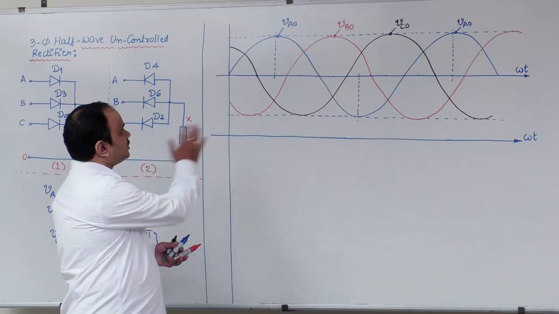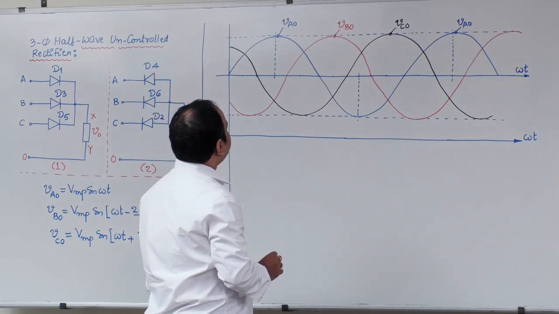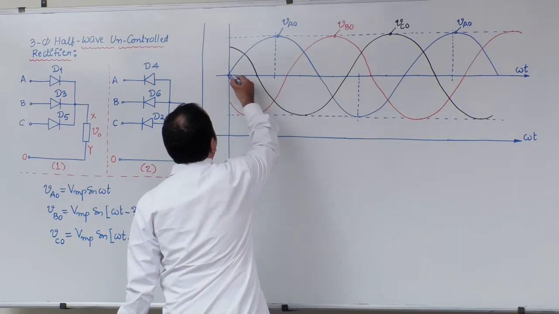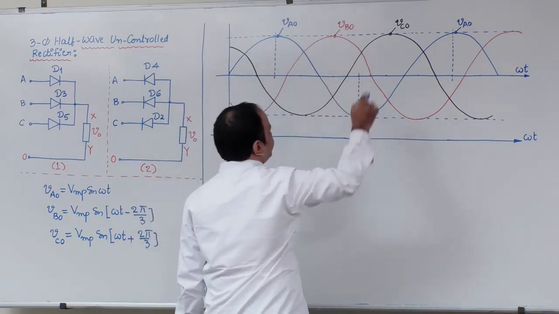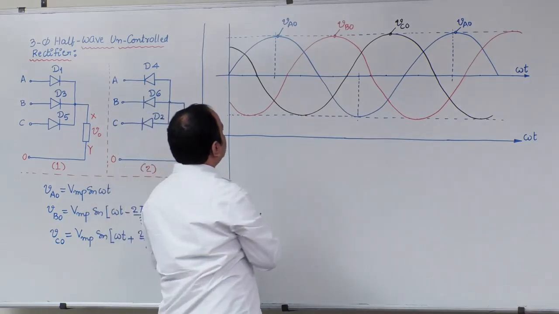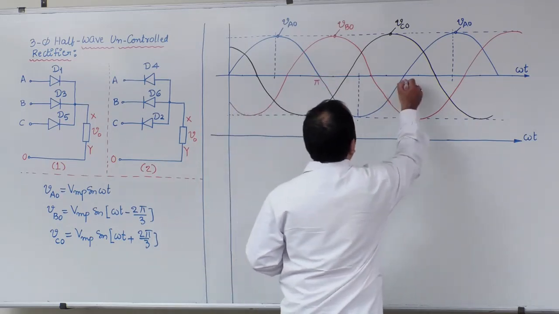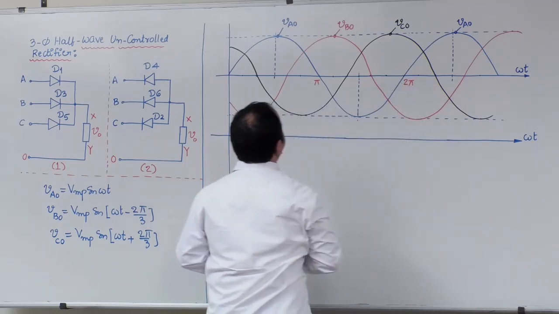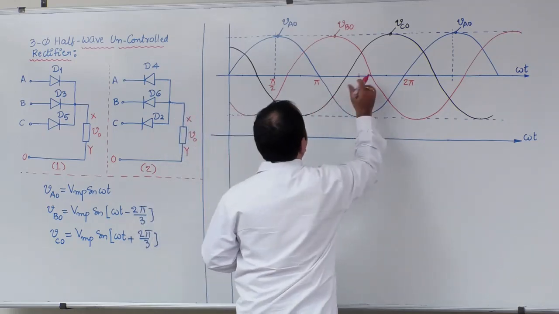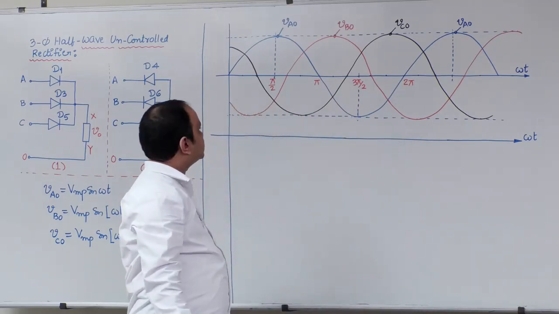Now, if you draw that waveform here, before going into the analysis, first let us try to understand the source voltage property. Follow carefully here. The blue color waveform is the reference, that is VAO. This instant is pi and this instant is 2 pi. And here this instant is pi by 2 and this instant is 3 pi by 2, right? That is 3 pi by 2.